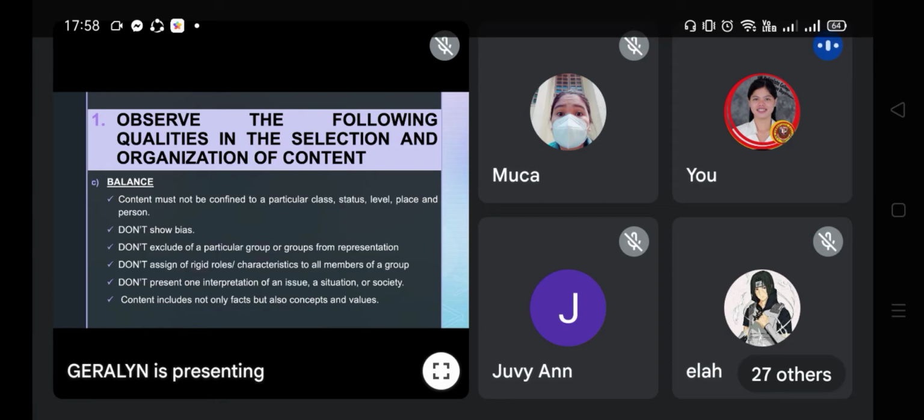Next is balance. When we select our content, we have to make sure that it is not confined to a particular class, status, level, place, and person. Again, this is closely similar with the first one, the validity. Kailangan dili nato ipa-feel nga pro tayo sa mga estudyante nga white, ug dili ta ganahan sa mga brown or black skin. Dili nato pwede ipa-feel sa mga students that we are pro with those students nga white skin and we do not like those students nga dark skin.